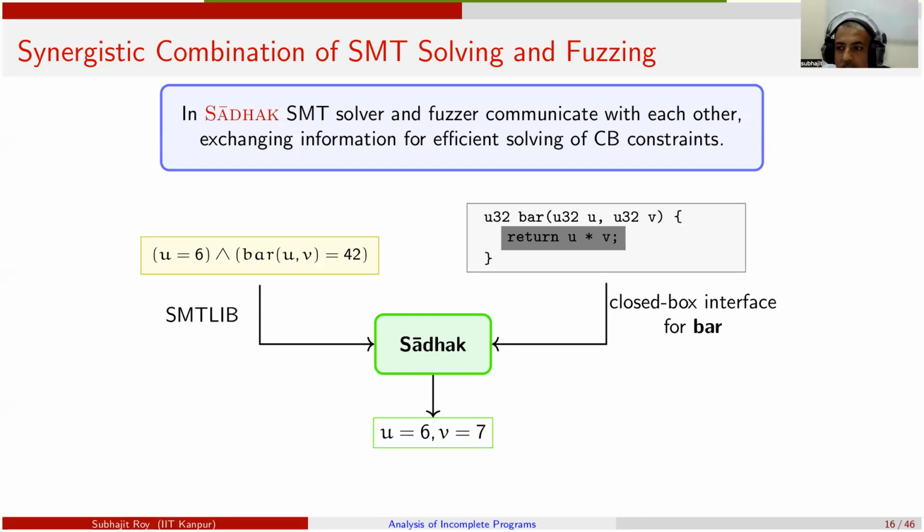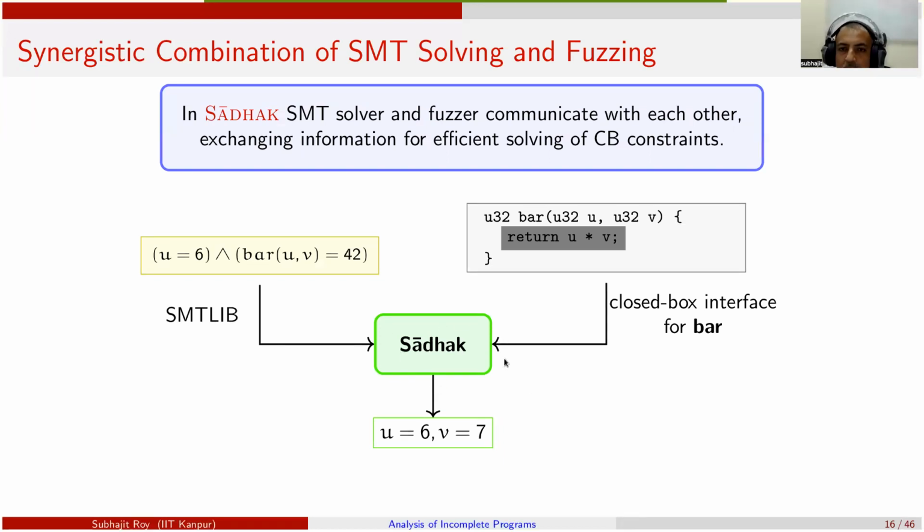So this is how the interface looks. When you want to invoke Sadak, you have to give it a logical formula, and it accepts things in the SMT-lib format. You also have to give us an implementation of the closed box functions. Whatever you have specified as closed box in the SMT-lib file, you also provide us the implementations for them. It doesn't have to be the source code; even if you give us access to a web API, that works for us. So this gray box means that I really don't care what the implementation is here.